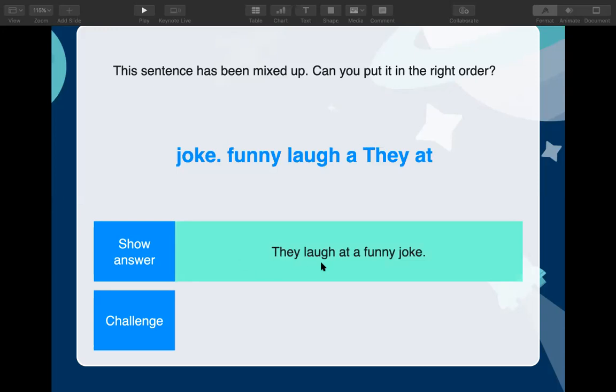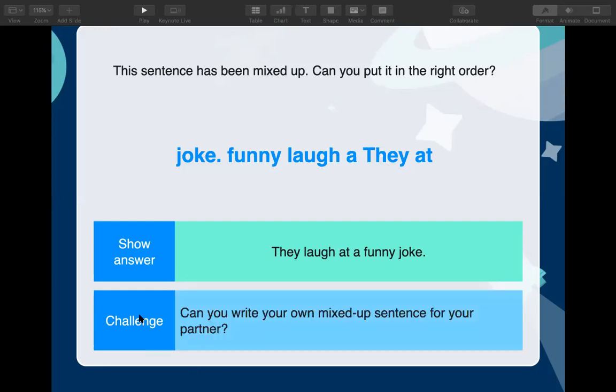They laugh at a funny joke. Here, why didn't I put an S to my verb laugh? That's right, because I am not talking about he or she or it. Excellent. They laugh at a funny joke. Ellos se ríen de un chiste muy gracioso. And the challenge. I think you know the challenge already. Can you write your own mix-up sentence for a friend?